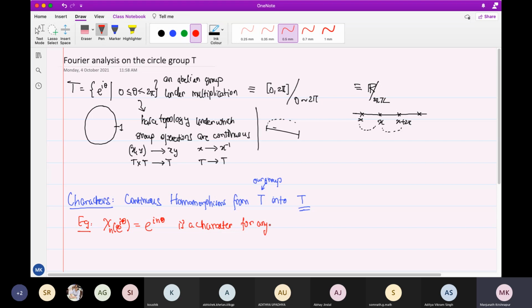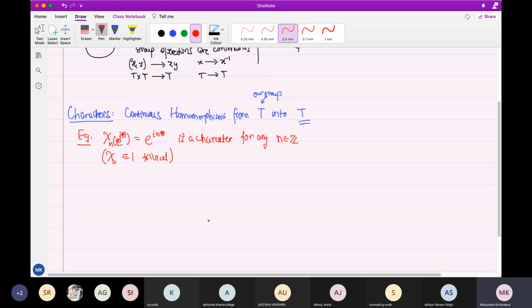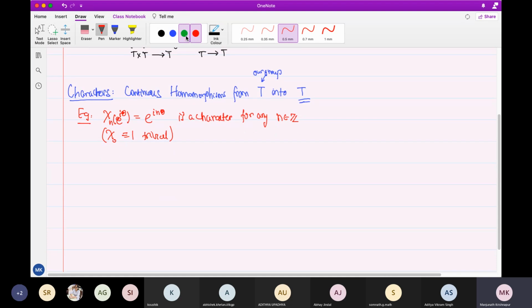For any integer, it can also be a negative integer. Okay. Chi 0 is the trivial character. Note that chi 0 just sends everything to 1. So chi 0 is the trivial character.